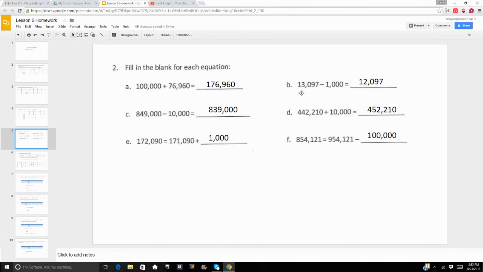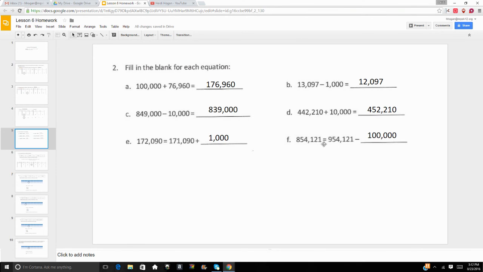And we have 13,097 and we're taking away 1,000. So you just look in the 1,000s place and take 1 away, which will give, instead of 13,000, we'll have 12,000. We're only going to be looking in the 10,000s place to add. So in the 10,000s place, we have a 4. So 40,000 will change to 50,000. So we only have to look in that place.